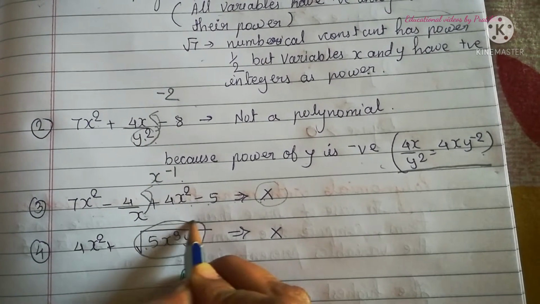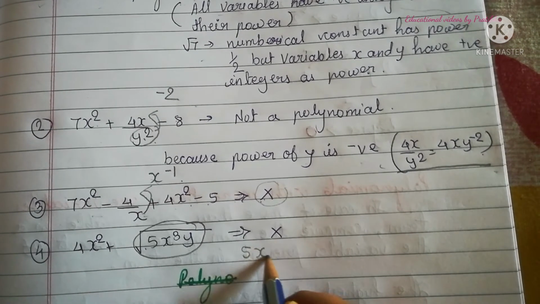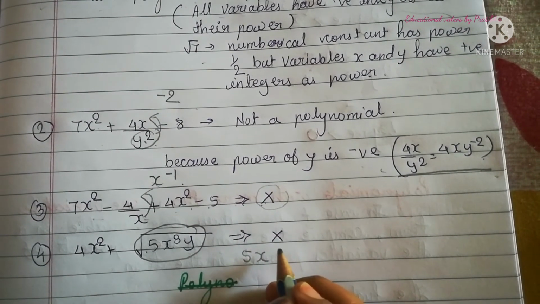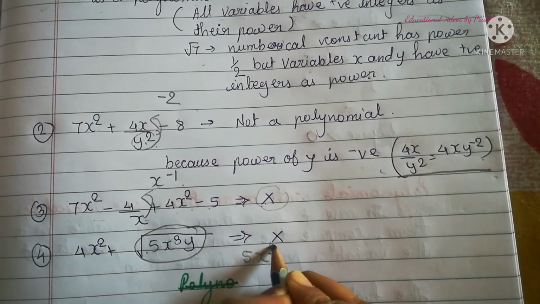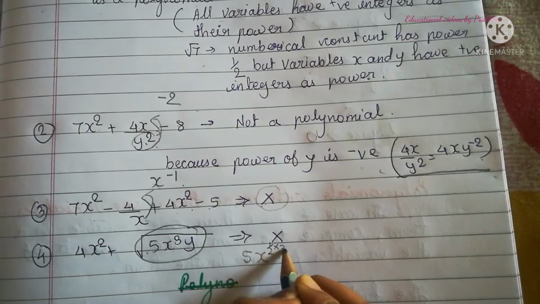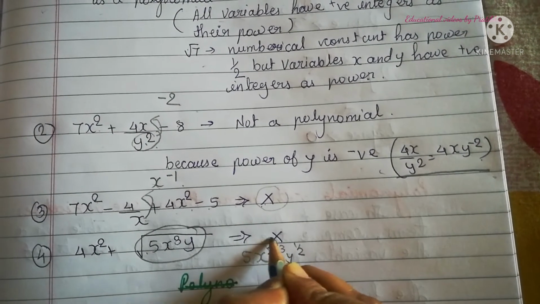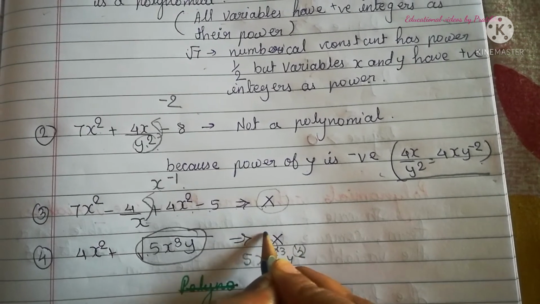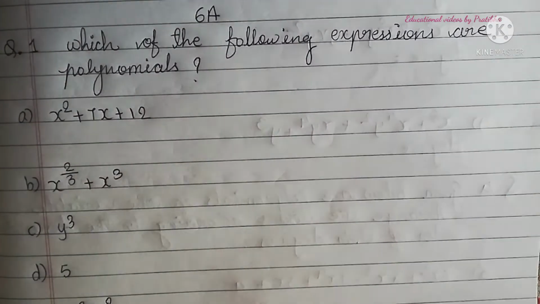And in the last example, under root 5x cube y. If we open the under root sign, x cube will become x raised to power 1 by 2 into 3, and y raised to power 1. So the powers are going in fractions. So this is also not a polynomial.